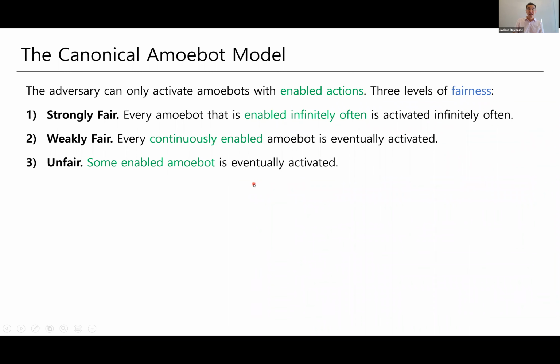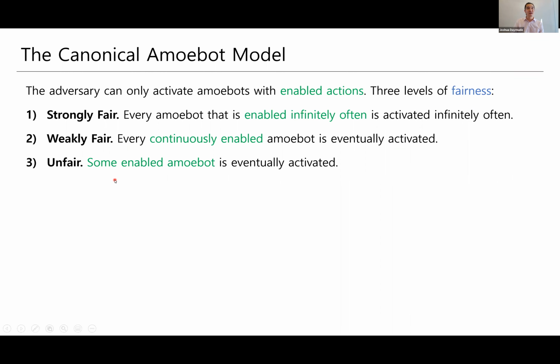Okay, the adversary also has a level of fairness. This is about who it's allowed to activate and when. A strongly fair adversary guarantees that every Amoebot that is enabled infinitely often is activated infinitely often. So this is a very strong sense of fairness and a weak adversary. The second, intermediate level is weak fairness. Here an Amoebot needs to be continuously enabled in order to be guaranteed to eventually be activated.